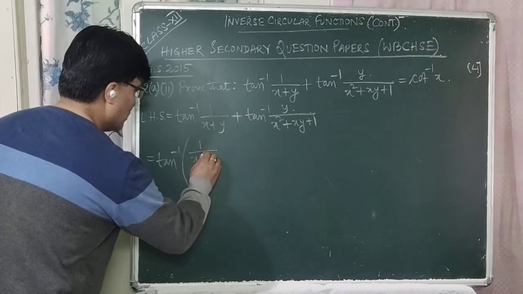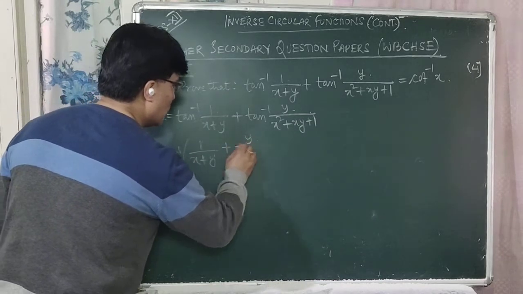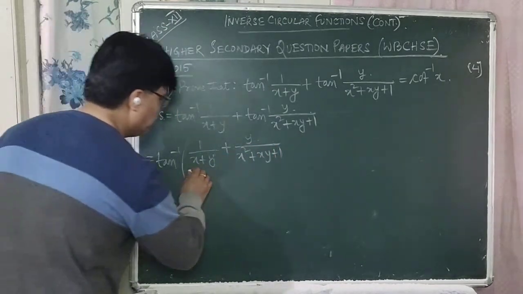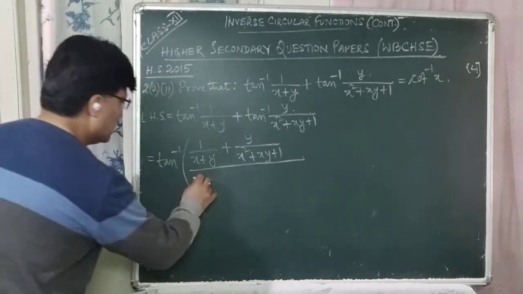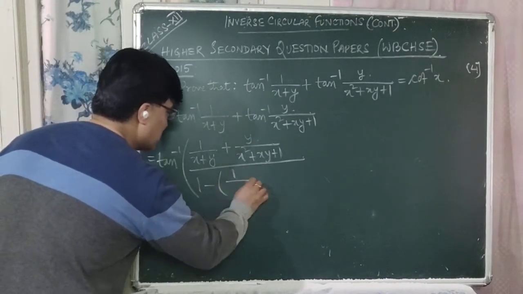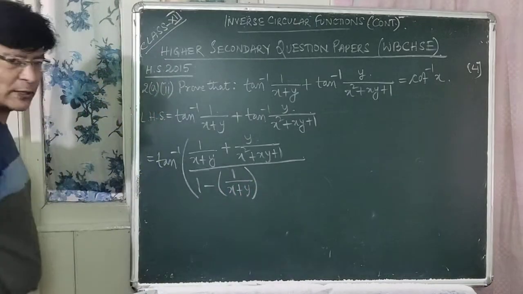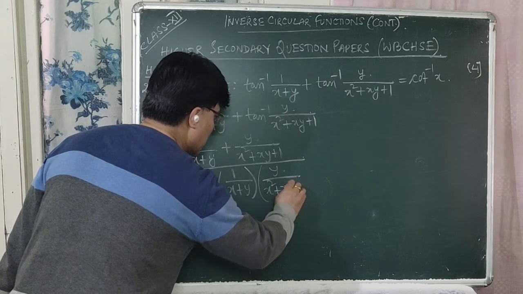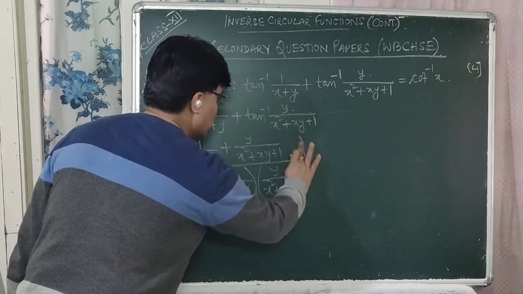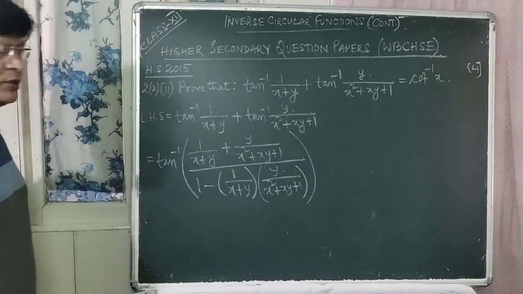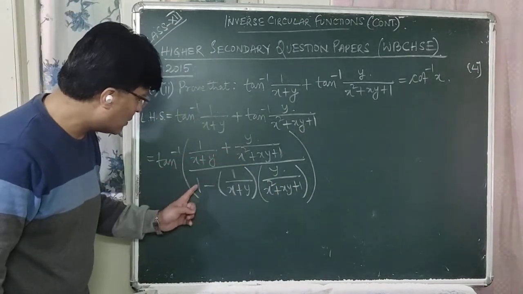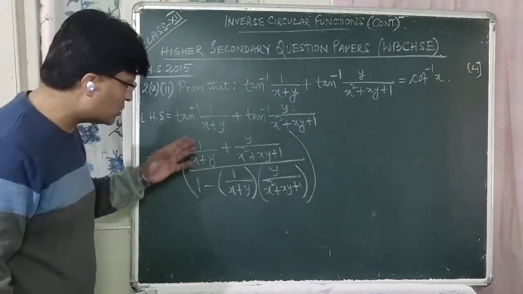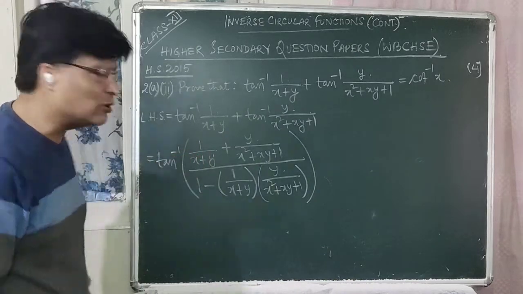So let us write down 1 upon x plus y plus y upon x square plus xy plus 1. This is your x plus y. So whole divided by 1 minus, what is x in this case? 1 upon x plus y. What is y in this case? y upon x square plus xy plus 1. So here the bracket is closed. So this is tan inverse x plus y upon 1 minus x into y. Is that clear? So let us get the LCM in both the numerator as well as in the denominator.